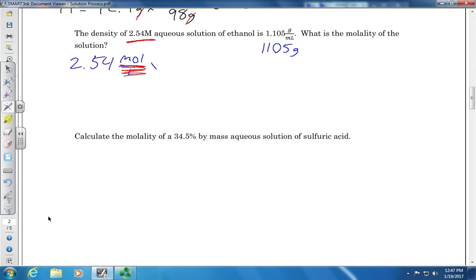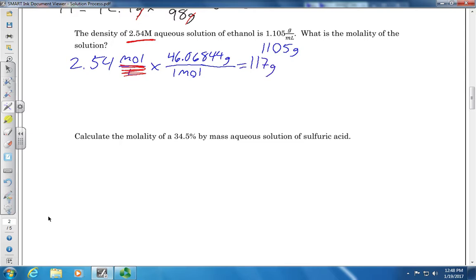Again, it's just dimensional analysis. You're going to multiply by your molar mass of ethanol, which when you calculate it out is 46.06844. You don't have to go that far out, but grams, which gives us 117 grams.